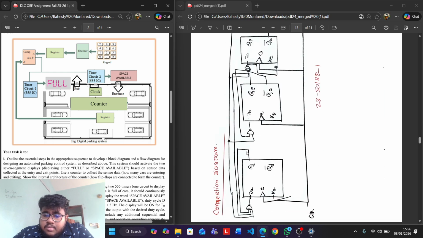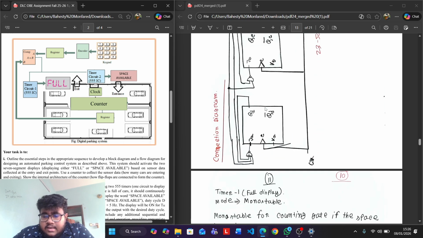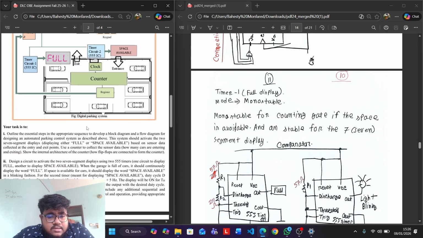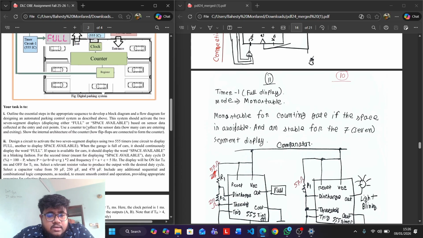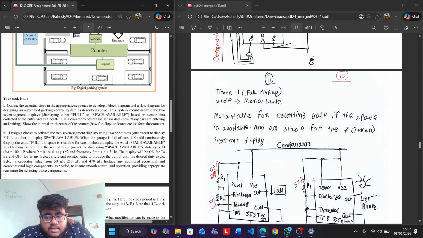Then I have the connection diagram, what the circuit looks like. Okay, so next I will go to my second question: design a circuit to activate a 7-segment display, with two 555 timer ICs, one circuit to display full and another circuit to display space available. So here I have two displays.